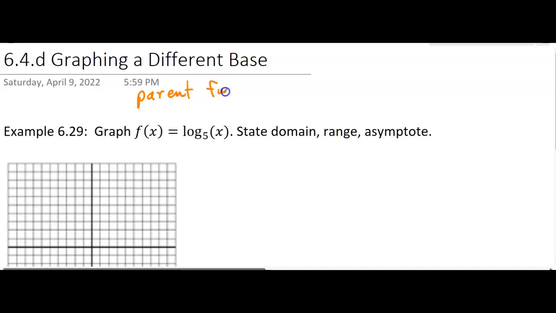So remember, every time the base changes, we've been using a lot of base 2, but this time we have a base 5, that's going to have a different shape to it. So what we're going to do is graph this parent function, and then I'm going to show you how to do that. And then in future examples, they're going to say, graph this function alongside the parent function. So we have to learn how to find that shape.